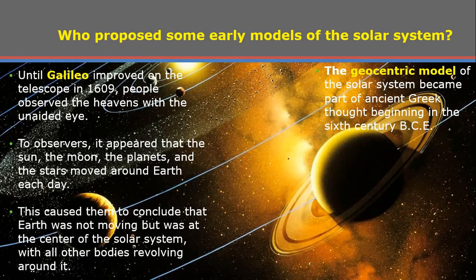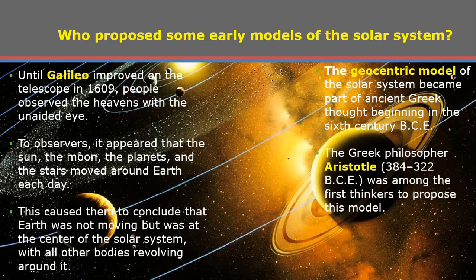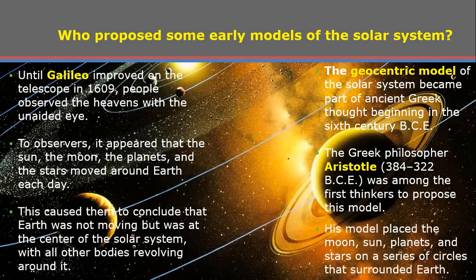Okay, and so the geocentric model of the solar system became a part of the ancient Greek beliefs and thoughts beginning in the 6th century before Christ, of course. And the Greek philosopher Aristotle was no different. He was one of the first thinkers that proposed the geocentric model, with the earth at the center of the solar system and everything else revolving around it.